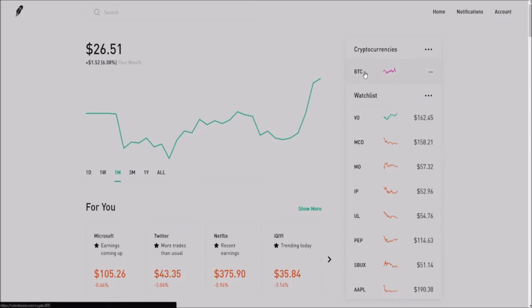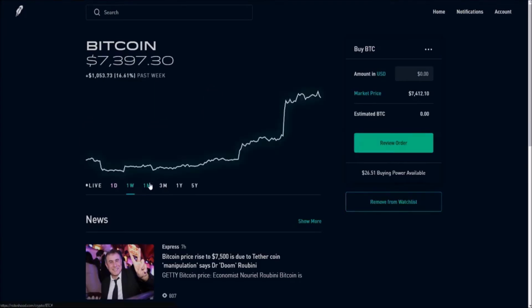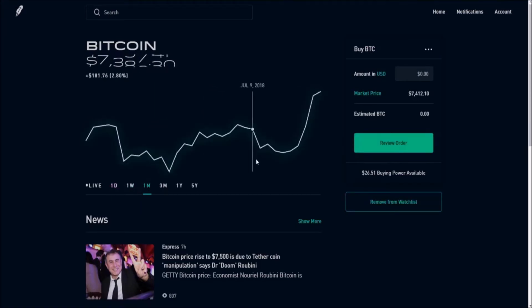So I'm gonna go ahead and show you inside the cryptocurrency page. Here, it actually does look pretty cool. I like the cryptocurrency page a lot. But if we go ahead and look at the month, this is basically what happened. So I ended up buying around 67 around here, and it just recently bumped up to 7,400, which is pretty cool.